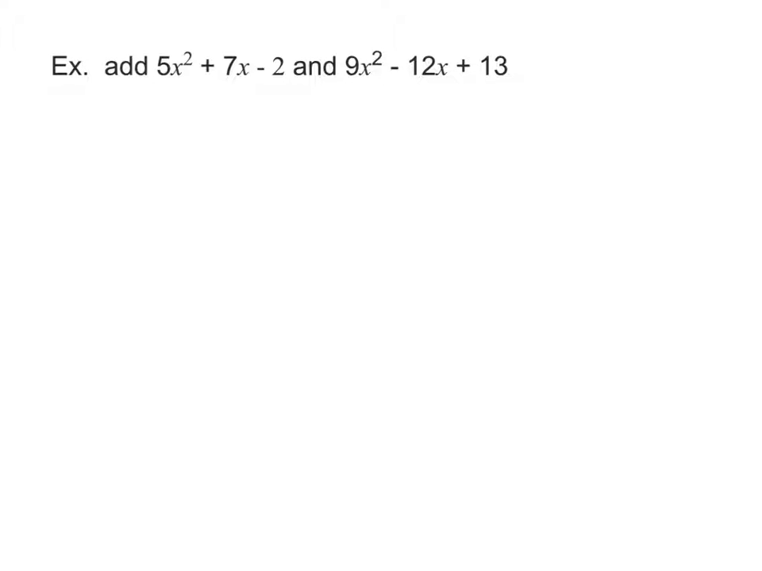When you add two polynomials together, we want to combine like terms. Just as a reminder, like terms have the exact same variable and the exact same exponent. So even though 5x squared and negative 12x both have x's, their exponents don't match, so they're not like terms. When we add these together, you can rewrite it in this form.